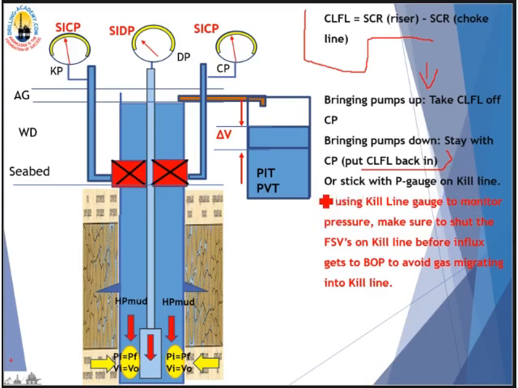Or you can stick with the pressure gauge on the Q line to monitor pressure. Just be noticed that if you're using the Q line to monitor pressure, when gas reaches the BOP, we need to isolate the Q line to avoid gas migrating into the Q line. That's just one point. Alright, now we can start.